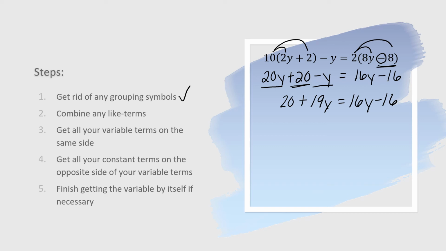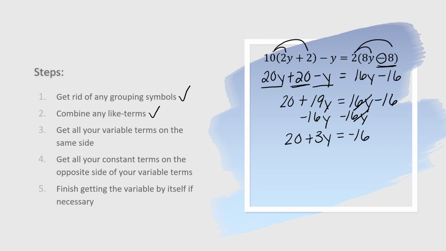All right, now that we have combined all of our like terms, we want to get all our variable terms on the same side. Again, if you want to get all your variable terms on the right hand side, go ahead and do that. You'll still get the same answer, but I'm going to make sure all my variable terms are on the left hand side, which means I have to subtract a 16y from both sides to get rid of that term on the right hand side. When I do that, I will be left with 20 plus 3y equals negative 16.